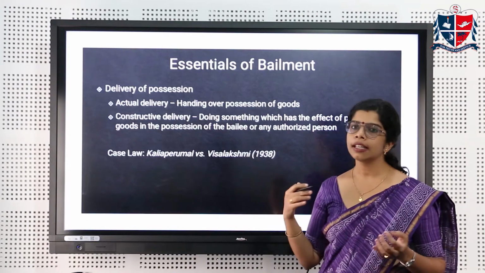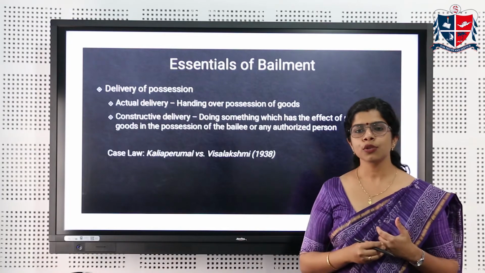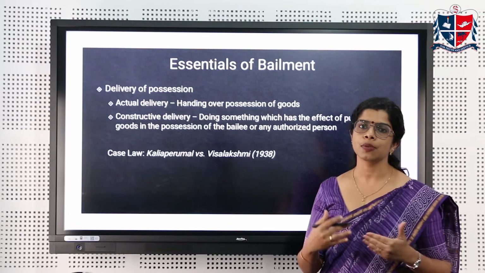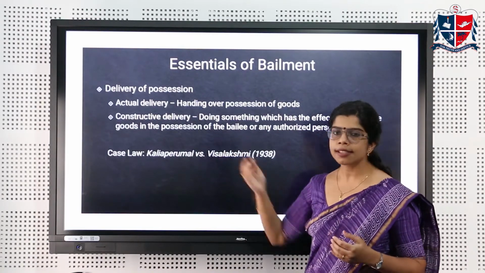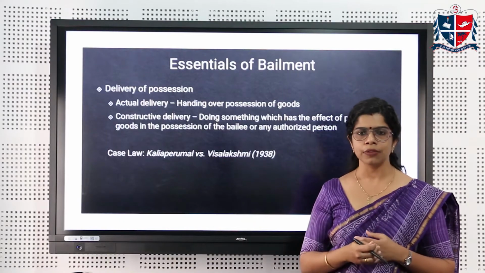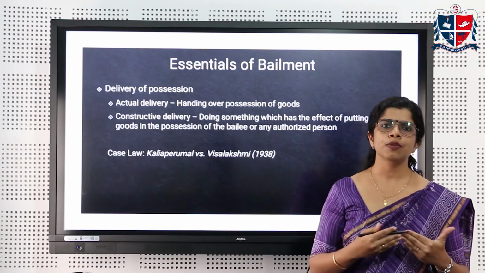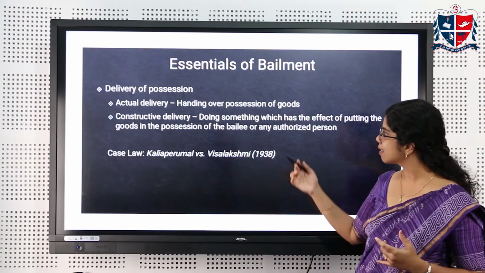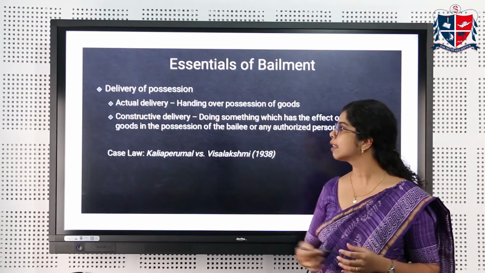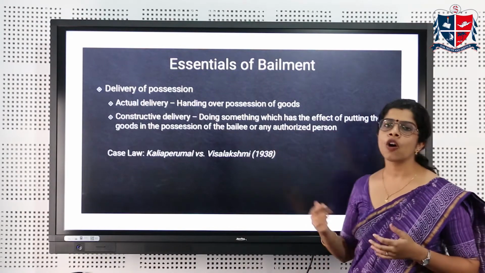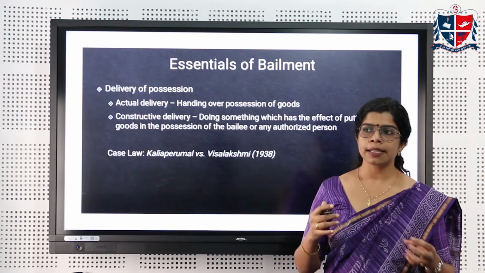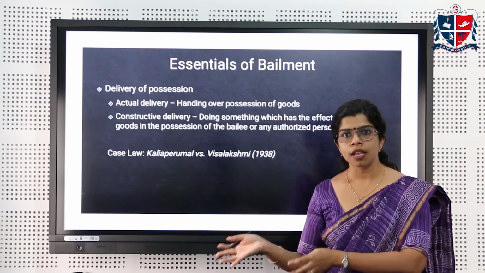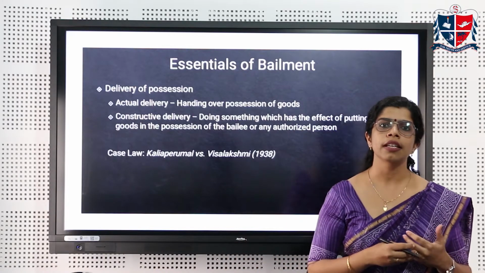In actual delivery, the bailer delivers the goods to the bailee. There is a physical delivery happening between the bailer and bailee. But under constructive delivery, which is the second type, there is no actual transfer of goods from bailer to bailee, but some act is done which has the effect of putting the goods in the possession of the bailee or any authorized person. This would typically be handing over the keys of a godown where the goods are kept, which transfers the possession of the goods.